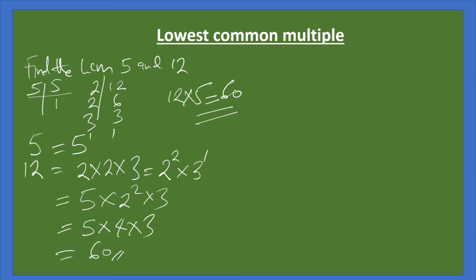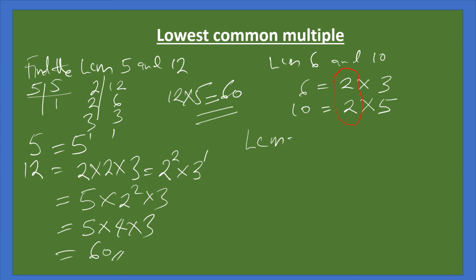But let's take another example, the LCM of 6 and 10, as we did before. You will see that 6 is equal to 2 times 3, and 10 is equal to 2 times 5. Now, if you look at this, something is common. They have a common prime factor, which is 2. So in this case, their LCM is going to be what?